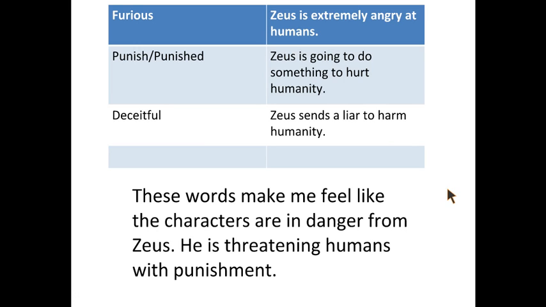Because all these words are scary. They're all words about being punished, about liars, about anger. So the mood of this story, the way the reader feels, the way I feel, is threatened.